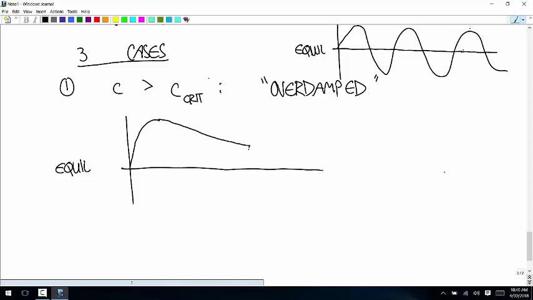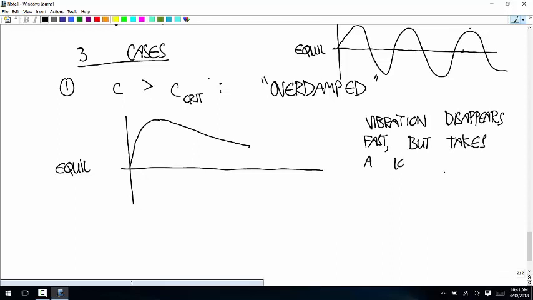Does it ever cross it? In critically damped and underdamped systems, it does. In overdamped, it doesn't, I don't think ever. So the vibration disappears fast, but it takes a long time to return to equilibrium.